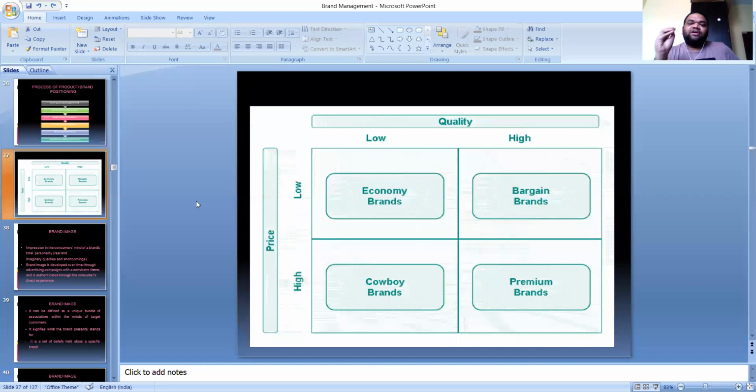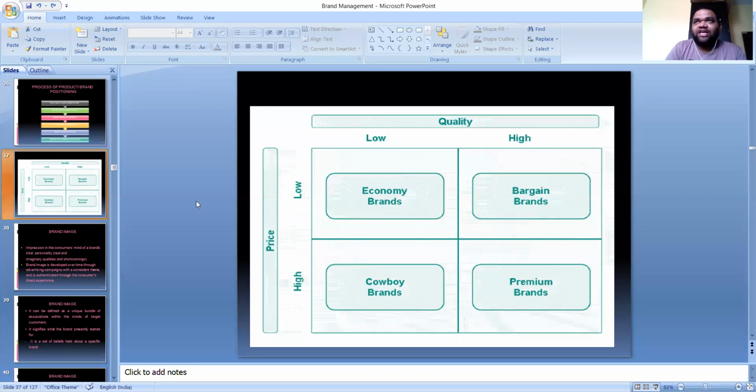Coming to the bargain brands. What do bargain brands mean? The price is low, but sometimes what they feel is that the quality is high. So with bargain brands, customers go and bargain. If they say this product is 1,000 rupees, then the customer says, no, we'll purchase it, we can give only 800 rupees or 850 rupees or so. That is what we call a bargain brand.